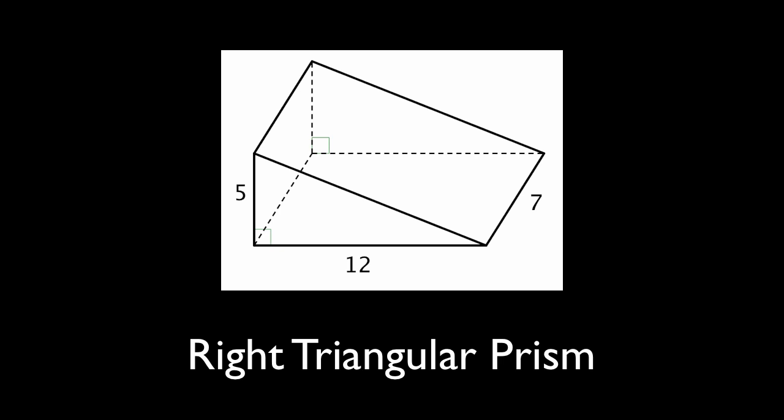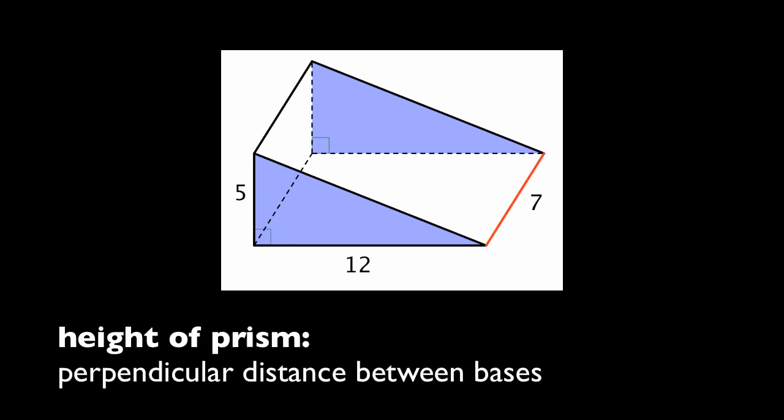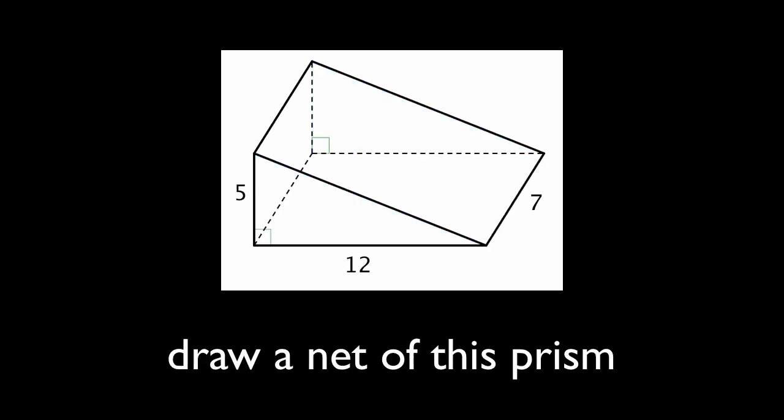So here we have a right triangular prism. I know it's a right triangular prism because the two bases, those two right triangles, are the opposite congruent bases. The height of the prism, even though it doesn't look like it, is 7. Now, you would expect height to be up and down distance, but height of prisms is the distance between the two bases. So if that's the height, let's talk about drawing the net of this prism.